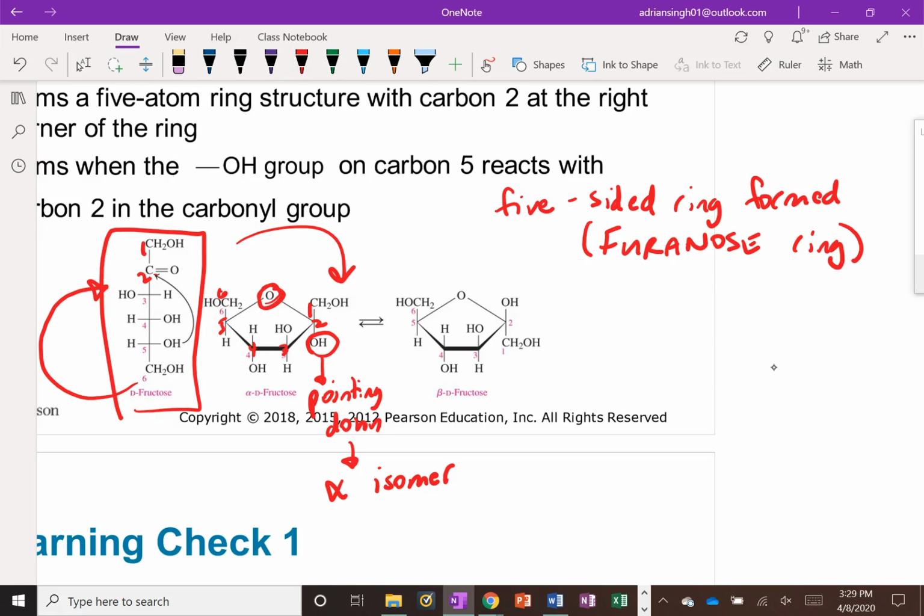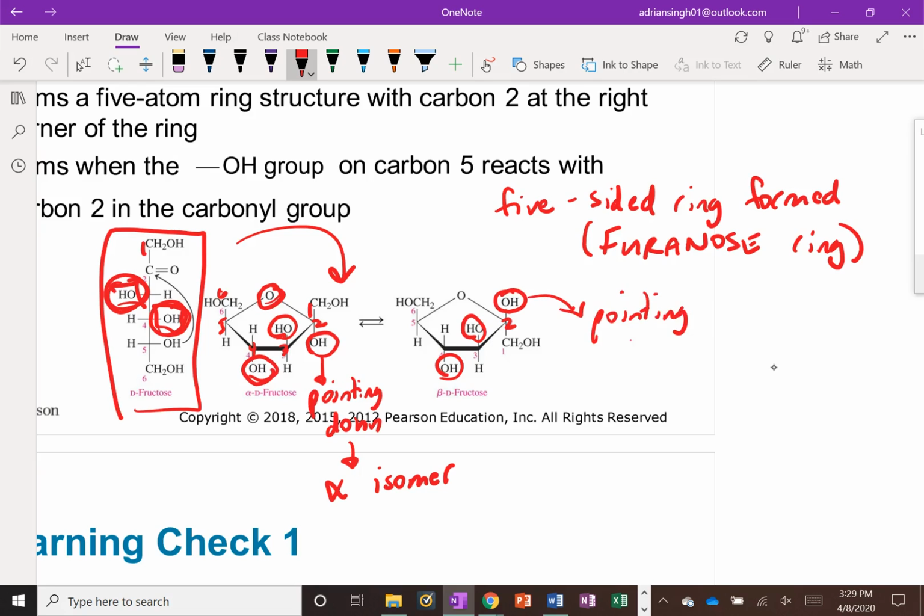The other thing to note here in the structure that we talked about previously is the OHs that were on the right side end up pointing down, and the ones on the left side are going to be pointing up. So in the case of carbon 3, the OH was on the left side, so it's pointing up. In the case of carbon number 4, it was to the right, and it ends up pointing down. And it's the same case over here where the other option can form, where on carbon 2, the OH now is pointing upwards. So that means that this is the beta isomer for fructose.